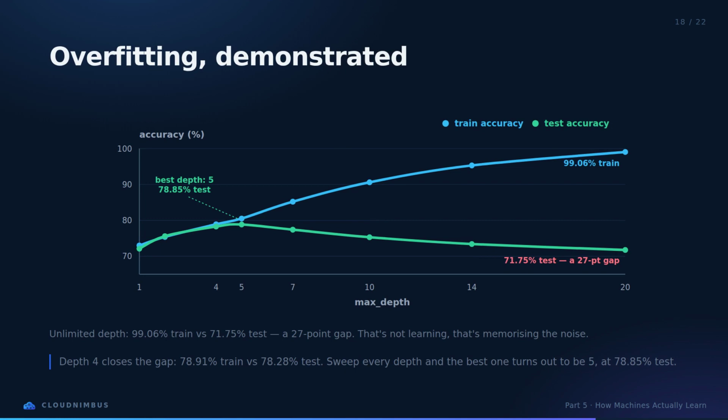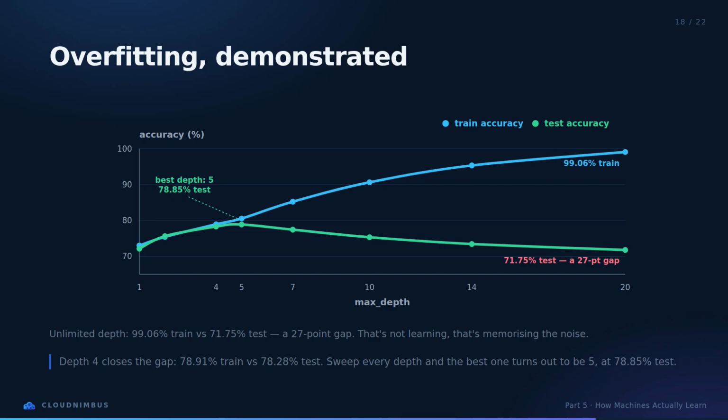Now we put a leash on it, a maximum depth of 4, limiting how many questions deep it's allowed to go. Training accuracy, 78.91%. Test accuracy, 78.28%. The two numbers sit right next to each other now. That gap closing is overfitting, undone in front of you.